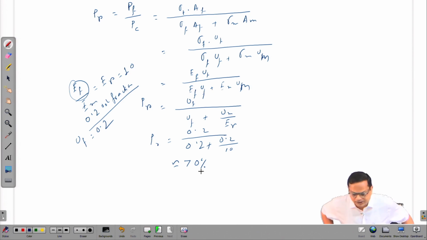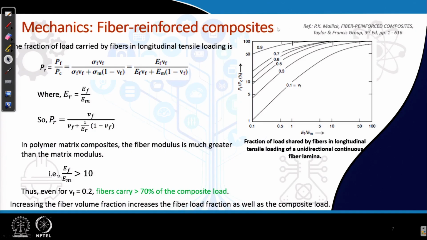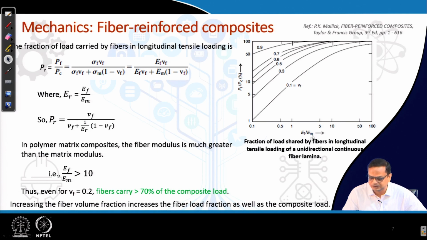Okay. Now, let me show you what we just discussed. Let us show that in the form of a graph. You can see in this particular case we have E f over E m, and then we have P f over P c, and these different lines are for the volume fraction of the fiber. From 0.2 to 0.3 to 0.5 there is an increase in volume fraction, and these lines are following those trends. Now, let us just consider E f over E m is around 10.